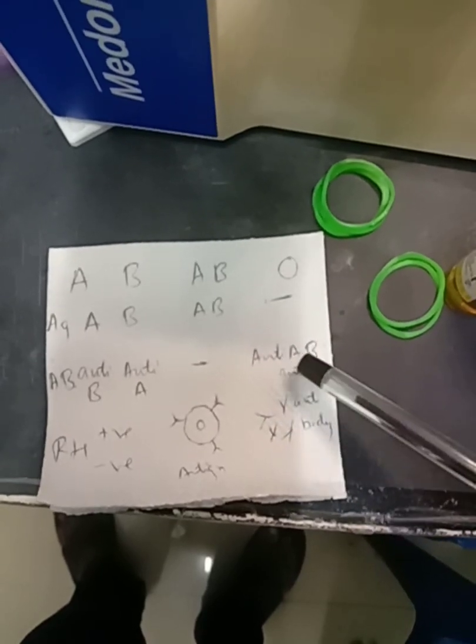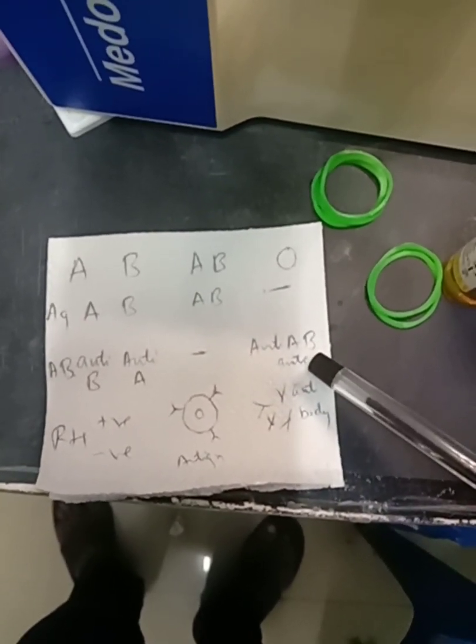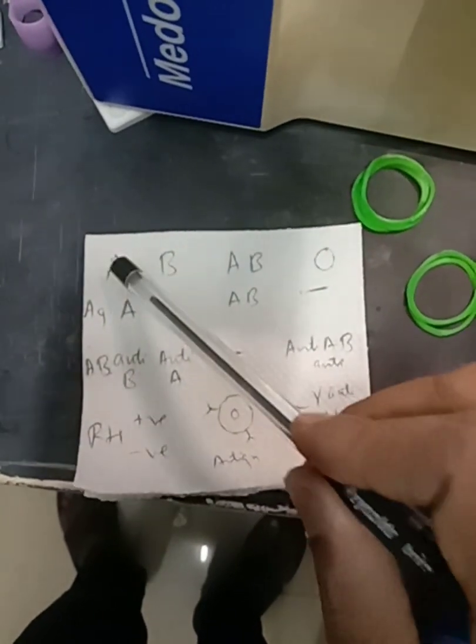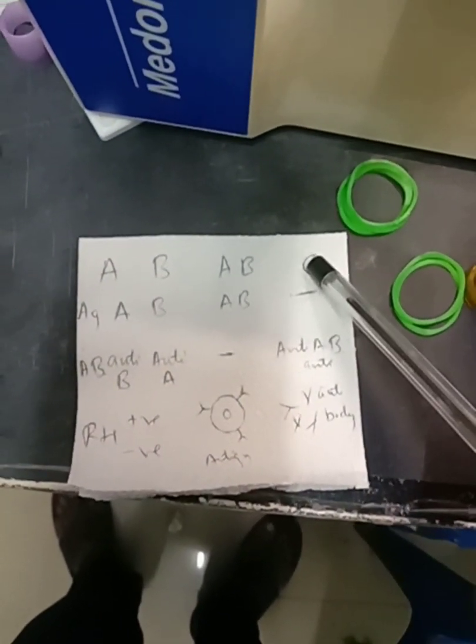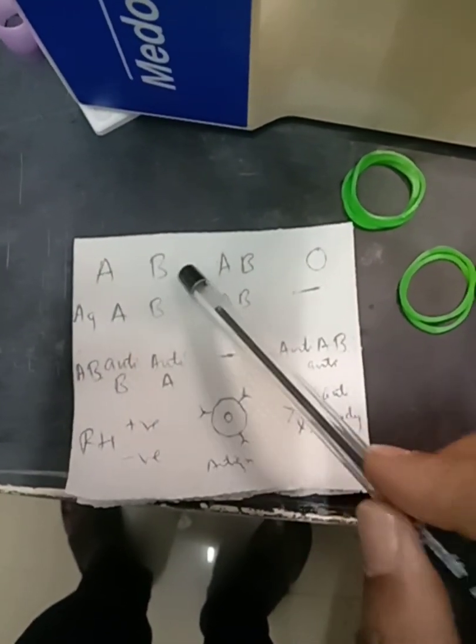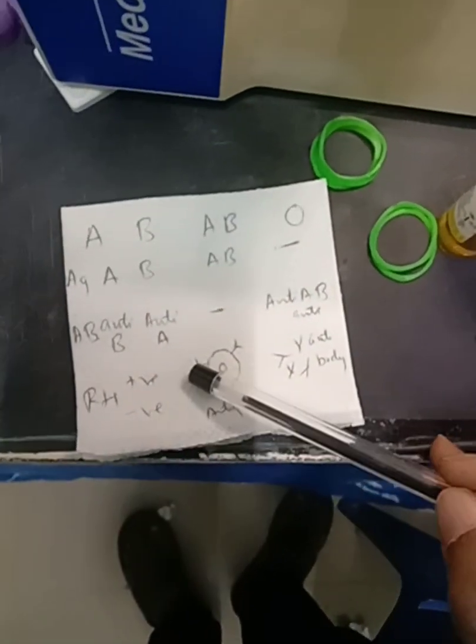Now O. In O there is no antigen but antibodies are there in the blood, so they cannot take blood from others, they have to take from O only, but they can give blood to A, B, AB and O. So they are called universal donors, that is, they can give blood to any of the 4: A, B, AB, O. Then Rh positive or negative is based on Rh antibodies.